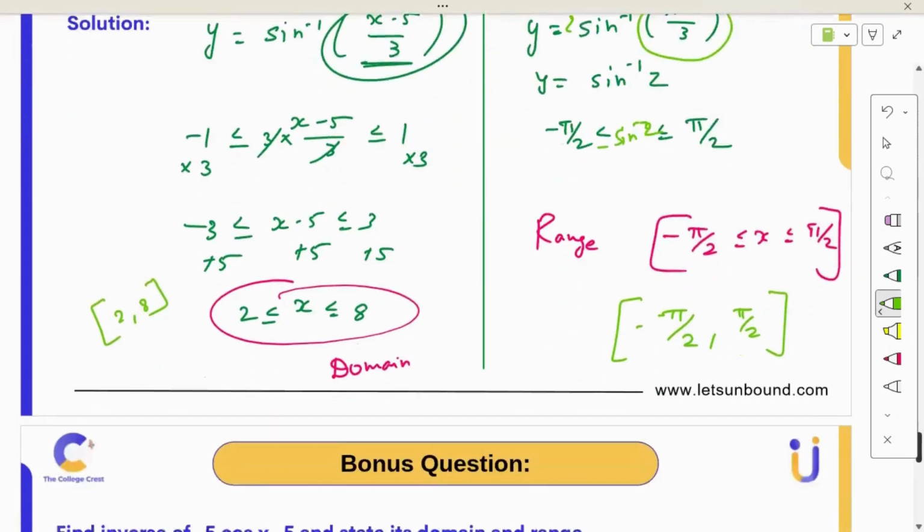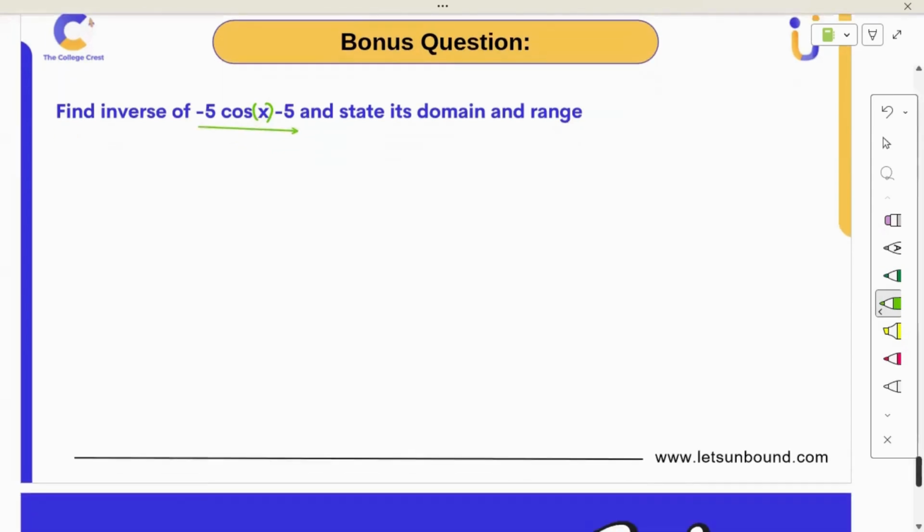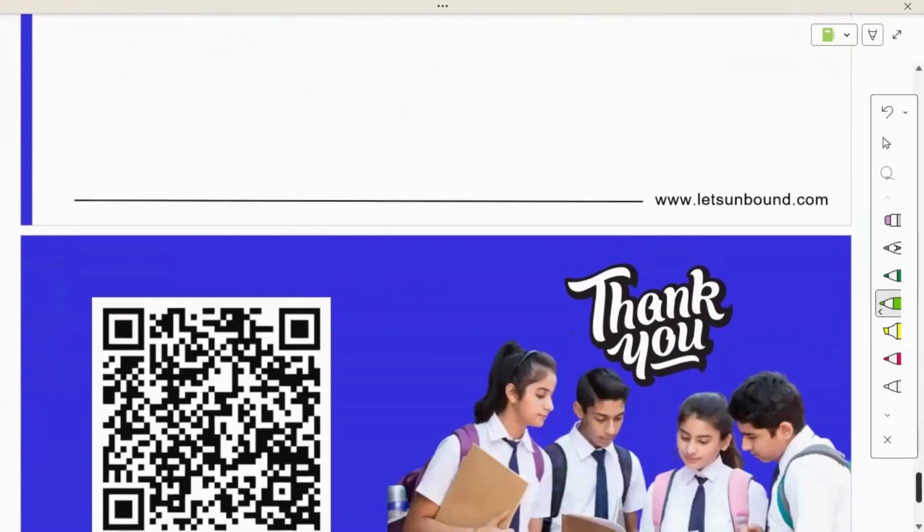Right. And I have a bonus question for you. Find the inverse of minus 5 cos x minus 5. So this is cos x like this. Take a screenshot and state its domain and range. Right. Very simple and an easy topic, but it plays an important role when we solve a problem in an exam style way. Right. And that's the wrap for today's video.